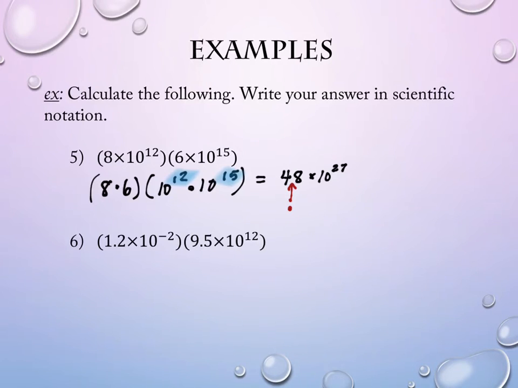And so we do need to change it to 4.8, but obviously I can't just change 48 to 4.8 and not change something else too, right? So, is 48 a big number or is it a small number? It's a big number. It's a big number, so what I do to compensate is I make my exponent 1 bigger because I moved it 1 place. Big number, bigger exponent.